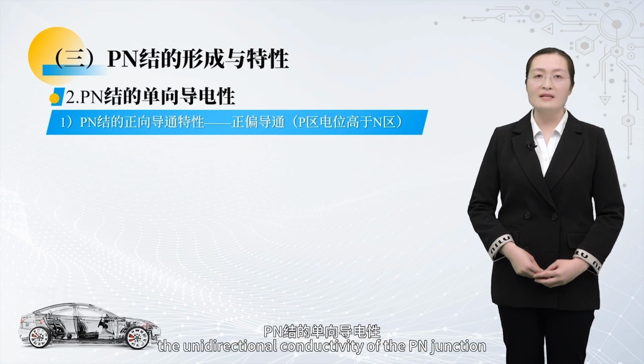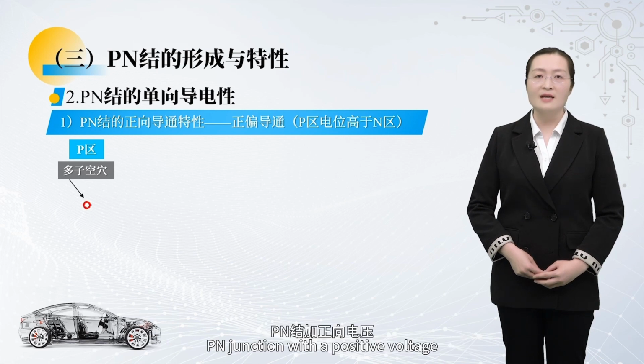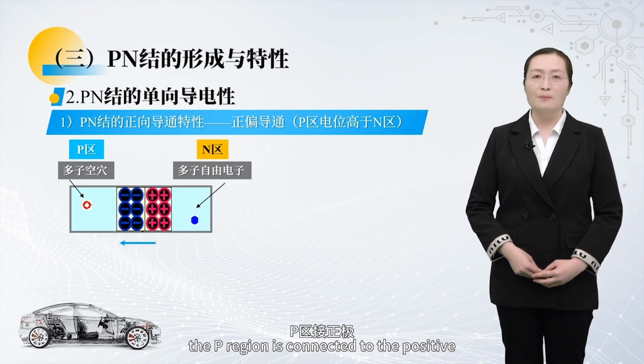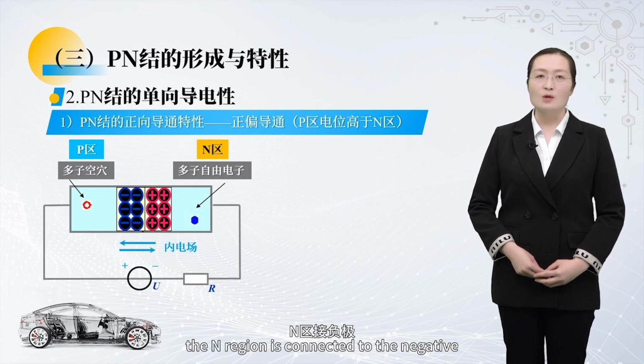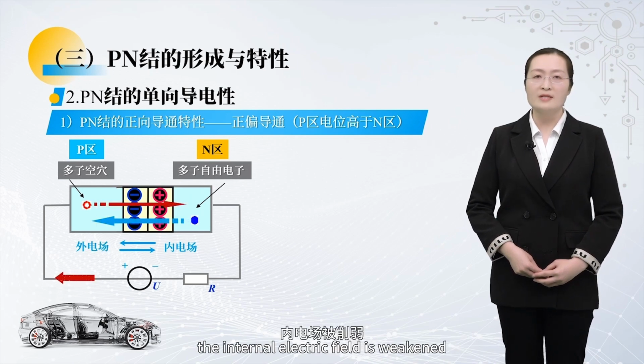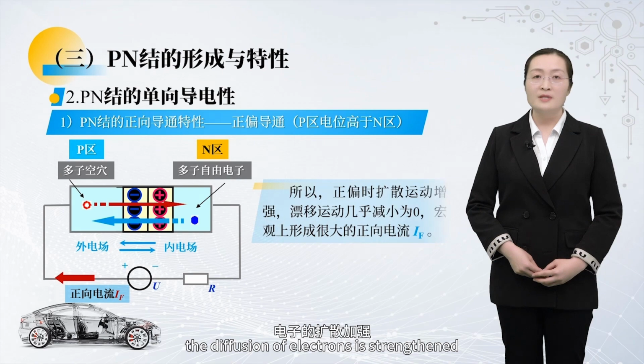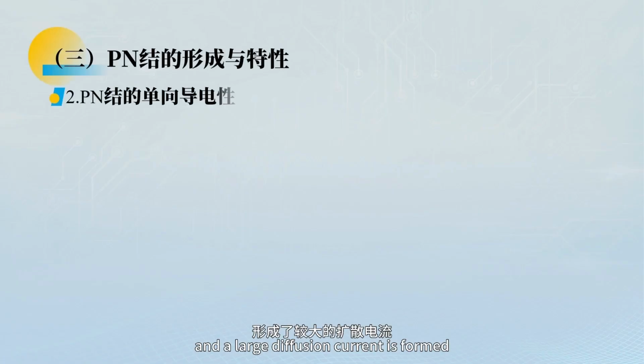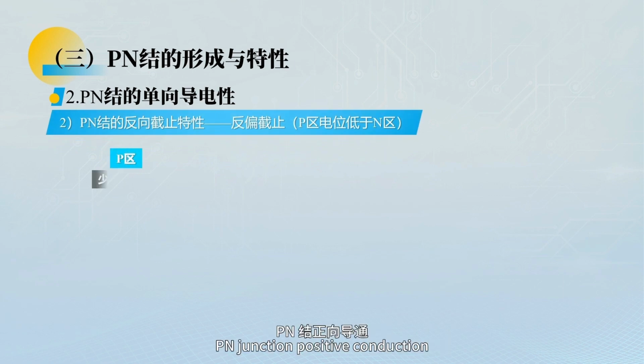Second, the unidirectional conductivity of the p-n junction. With a positive voltage applied to the p-n junction, that is, the p region is connected to the positive and the n region is connected to the negative, the internal electric field is weakened, the diffusion of electrons is strengthened, and a large diffusion current is formed.